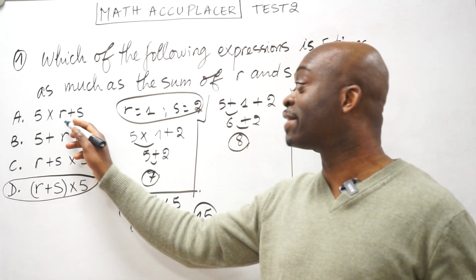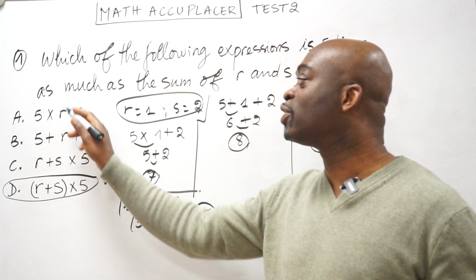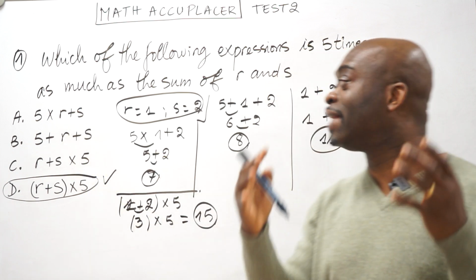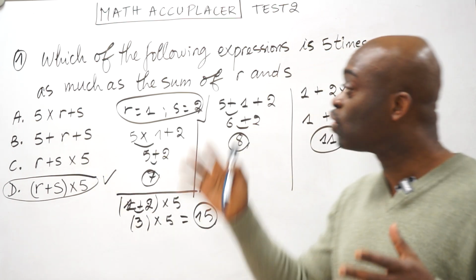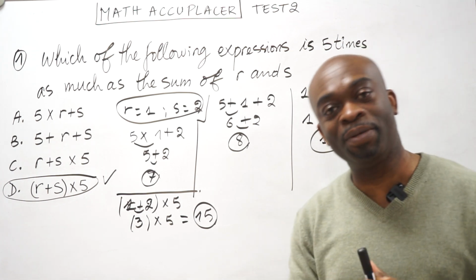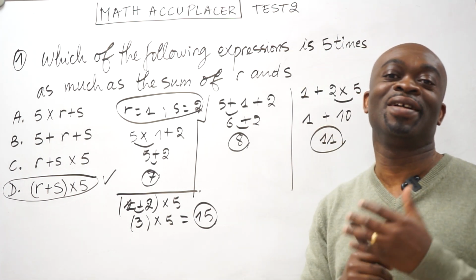All right? And also, as you can see, for A there are no parentheses to signify that R plus S is together. That's what you need to keep in mind. So let's go for the second question.